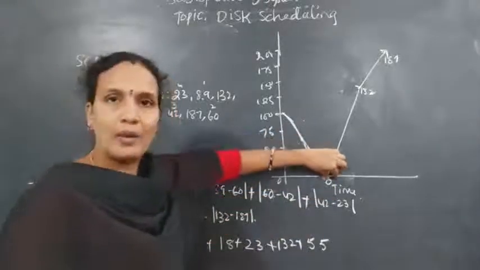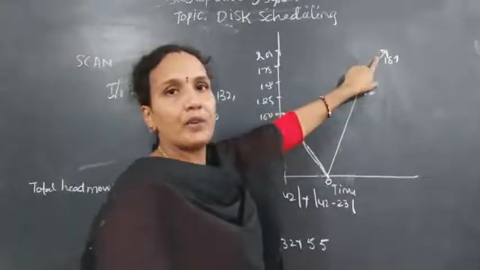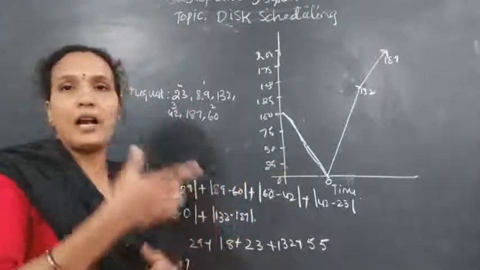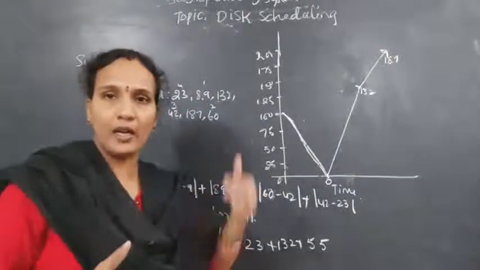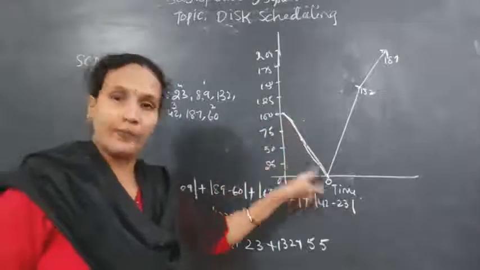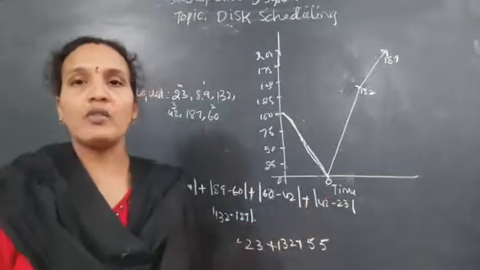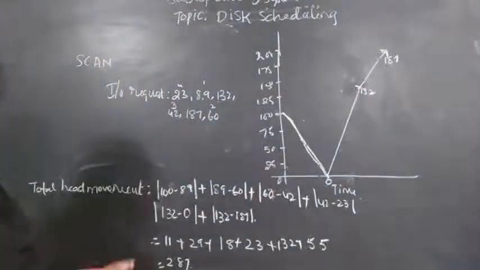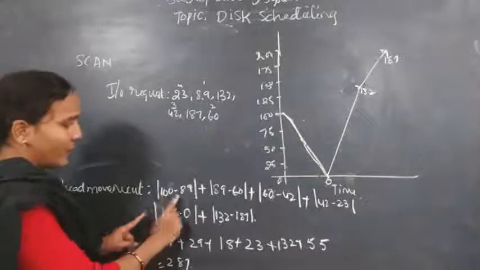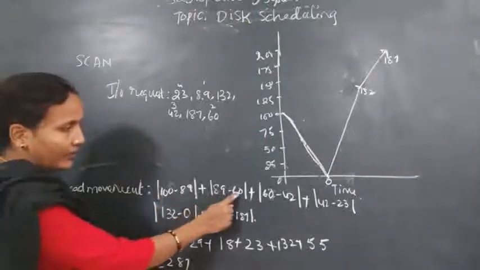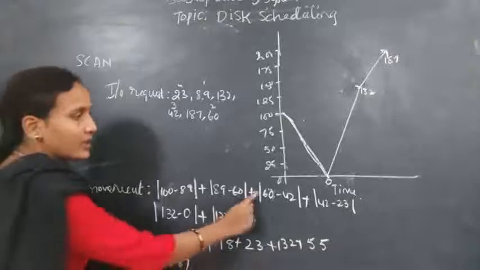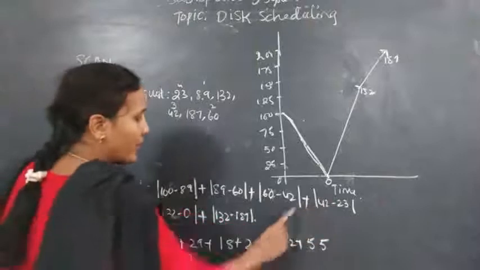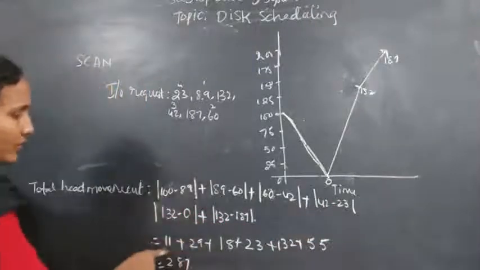After reaching one point, again it is moving up. Like a lift, like an elevator, it is moving up and down. When it is moving up and down, whatever requests are there in that direction, all the requests are serviced. So here you can see first 100 minus 89, 11. 89 minus 60, 29. 60 minus 42, 18, plus 42 minus 23, so 11.